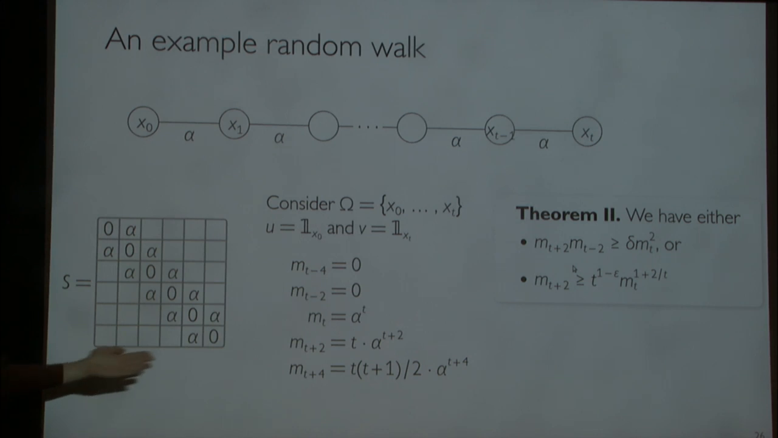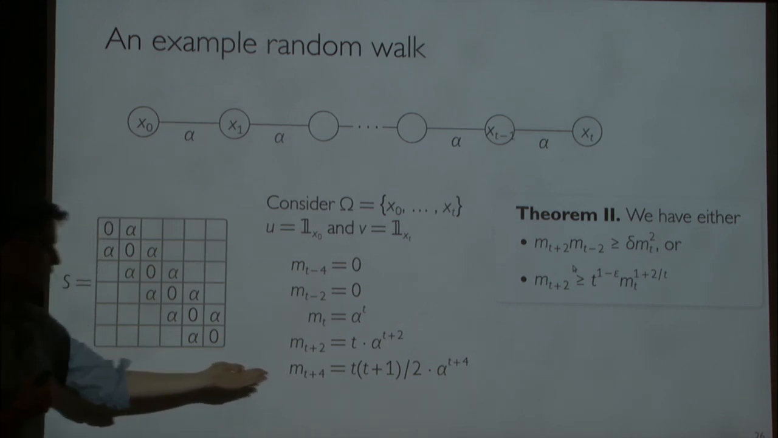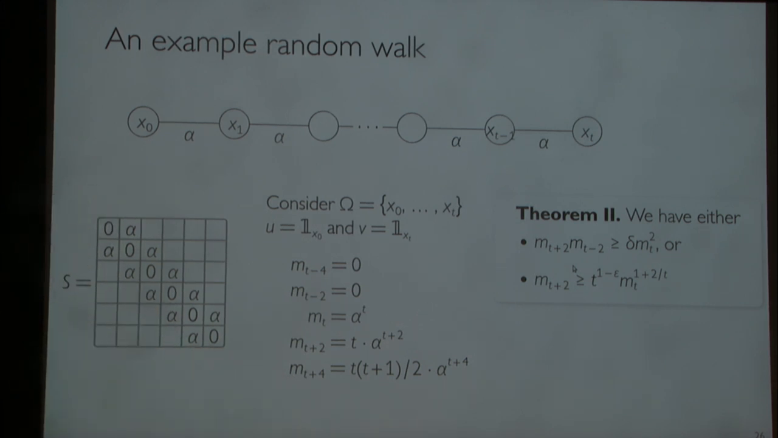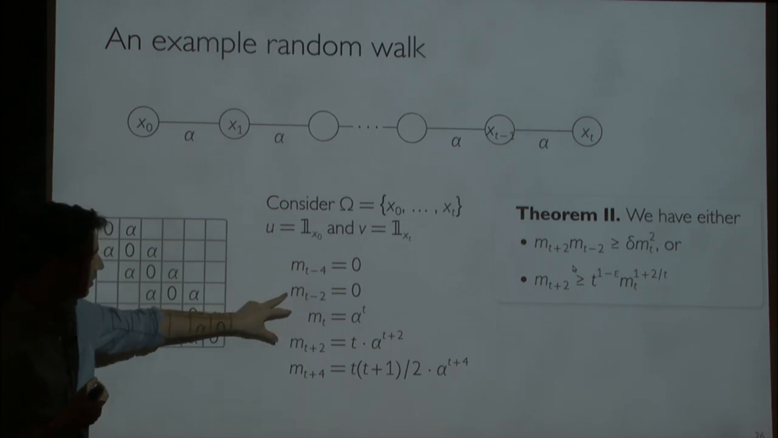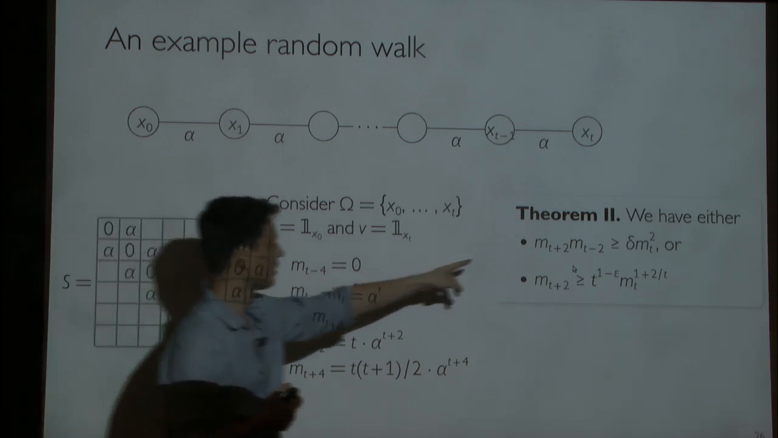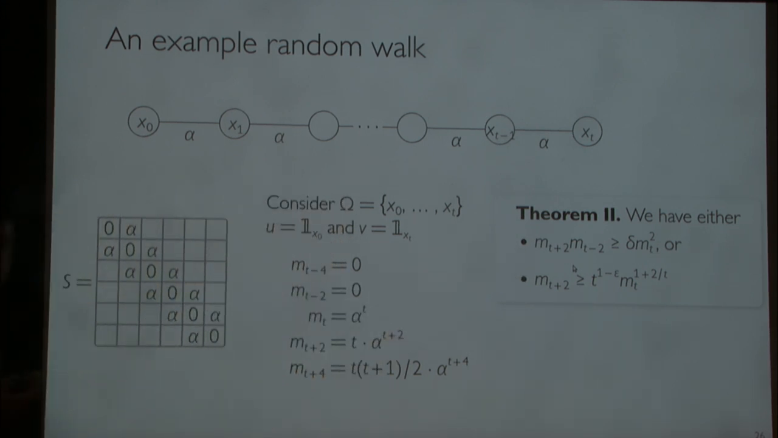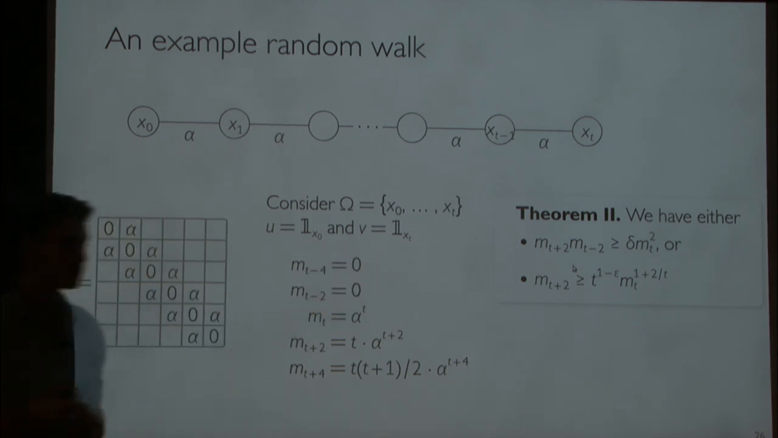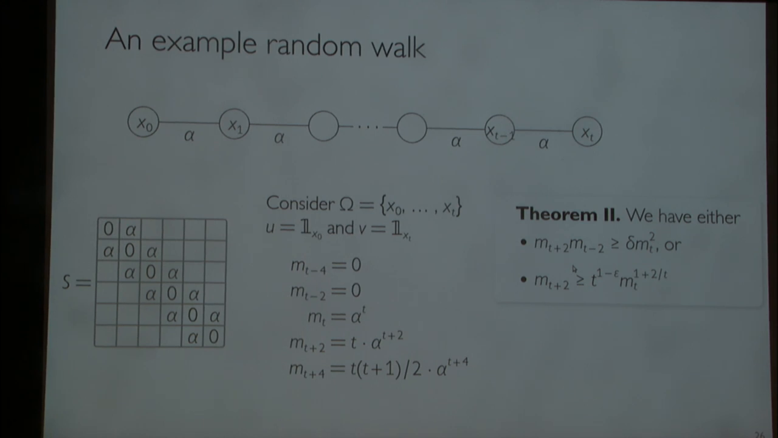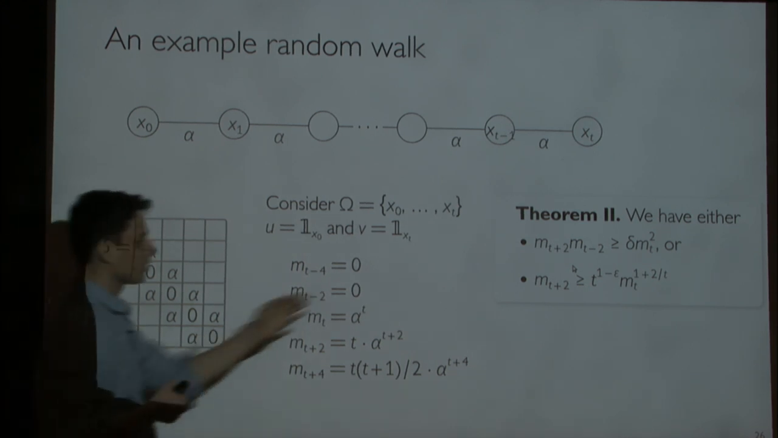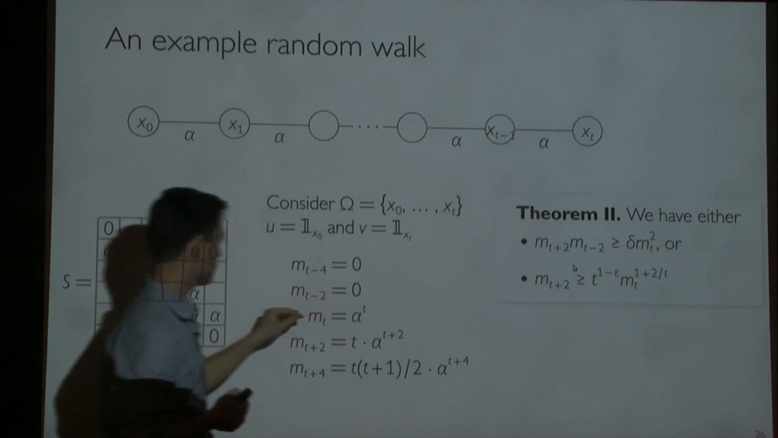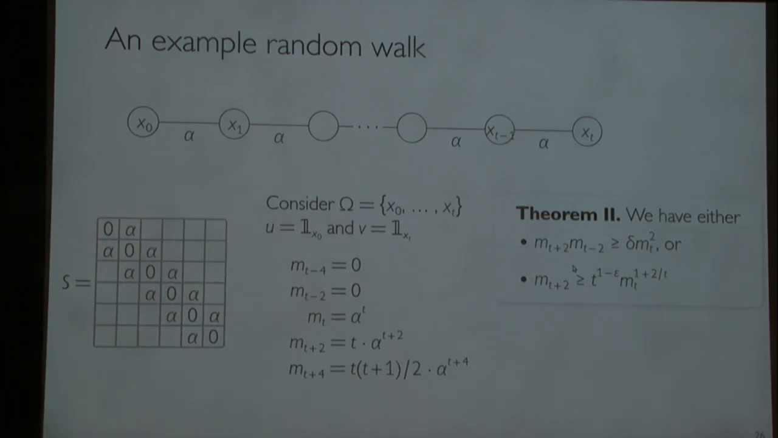And likewise, you can calculate m_{t+4}. I just have two opportunities to do a zigzag, so that's what we get. Okay, so now let's look at these three points. The first item here fails, and fails in the worst possible way, because the left-hand side product is exactly zero. The essence of it is the reachability issue.